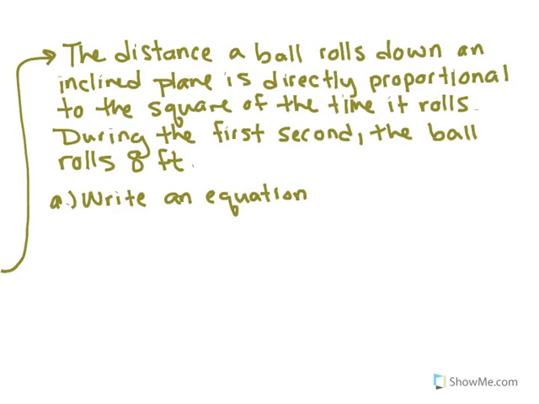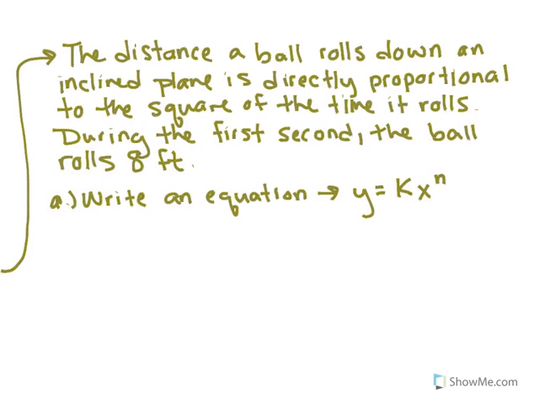And this example says the distance a ball rolls down an inclined plane is directly proportional to the square of the time it rolls. And then it tells us that during the first second, the ball rolls 8 feet. And the first thing it wants us to do is to write an equation for this. And I know that it has to have this particular form. So we're going to change some variables if we need to, and then get our exponent in there.